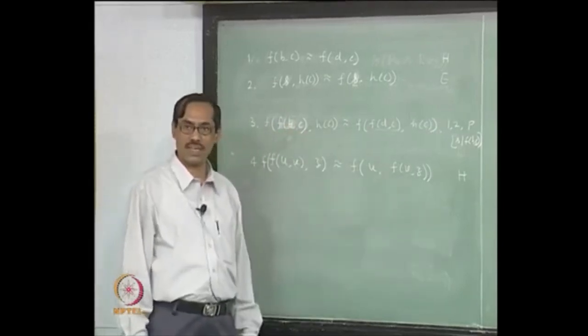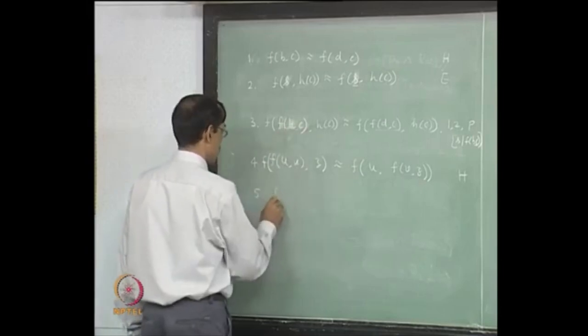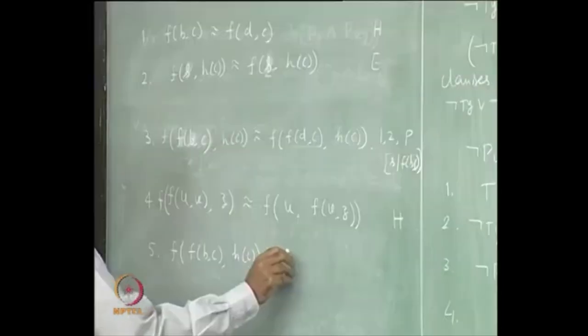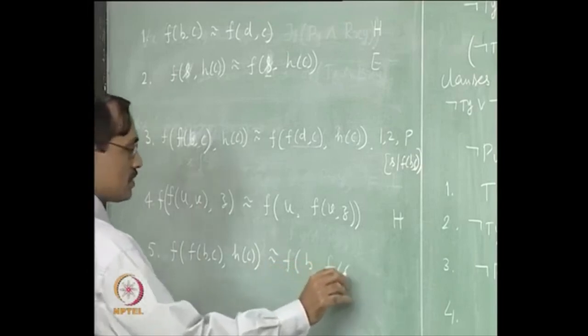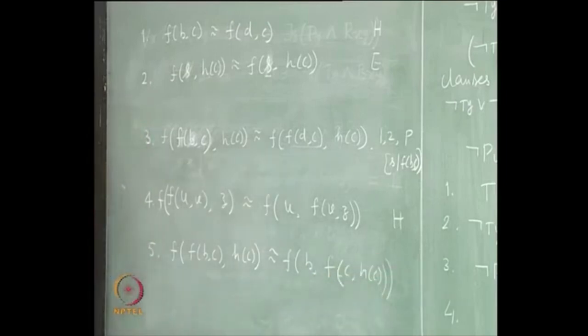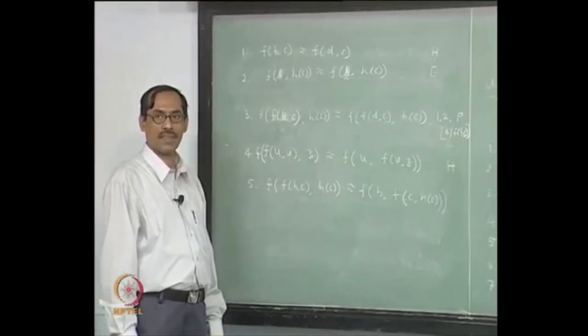So, two steps will be required at a time, you cannot do it here, fine. So, what we want here is that from this and this we should get f of f of b c comma h of c is equal to f of b comma f of c comma h c. This would follow one side of it. Okay, that's again paramodulation. Yes, with what? Paramodulation with what?